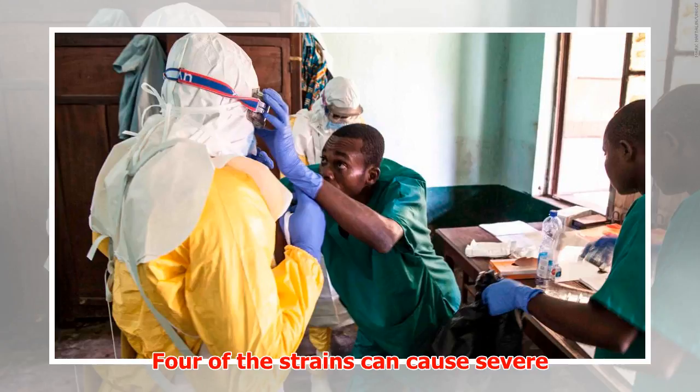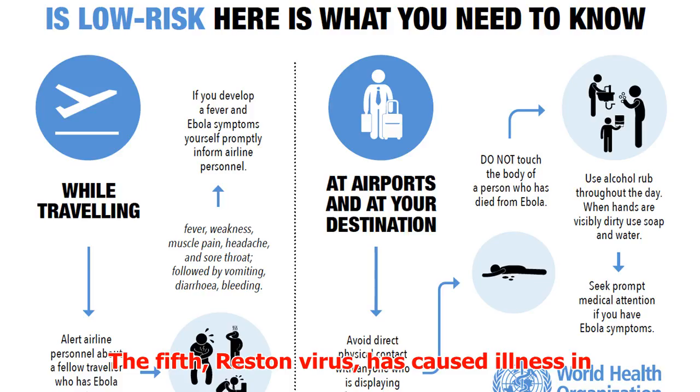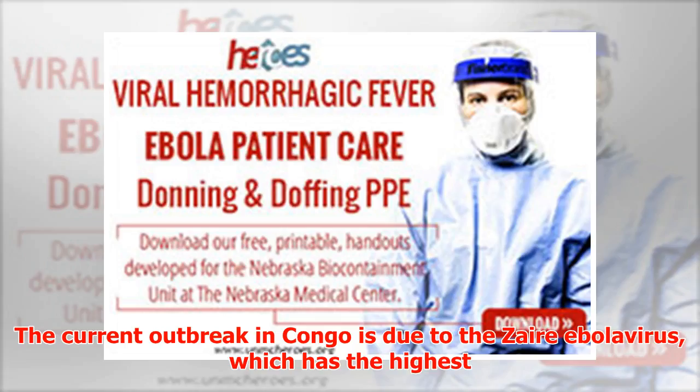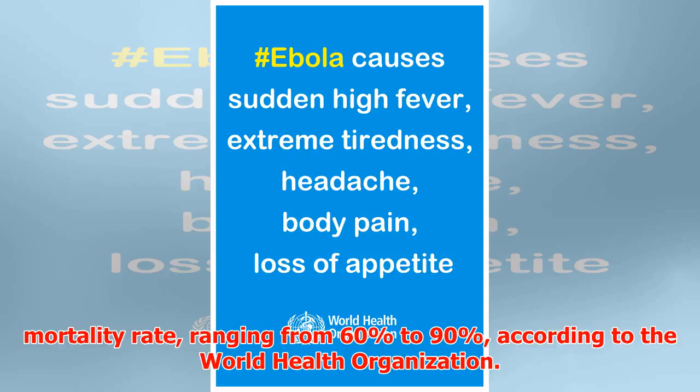4 of the strains can cause severe illness in humans and animals. The 5th, Reston virus, has caused illness in some animals, but not in humans. The current outbreak in Congo is due to the Zaire Ebola virus, which has the highest mortality rate, ranging from 60% to 90%, according to the World Health Organization.